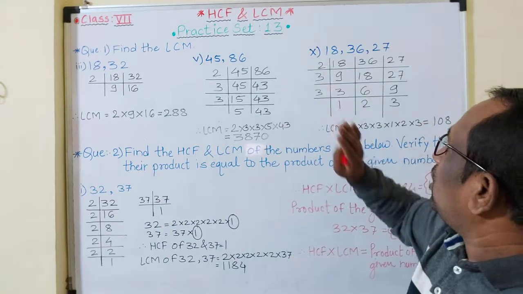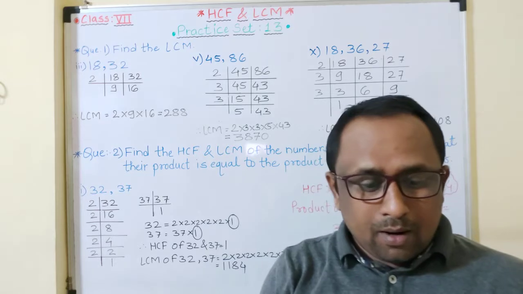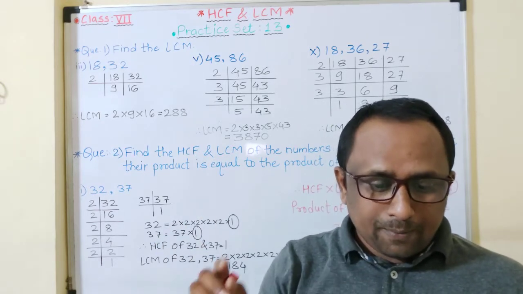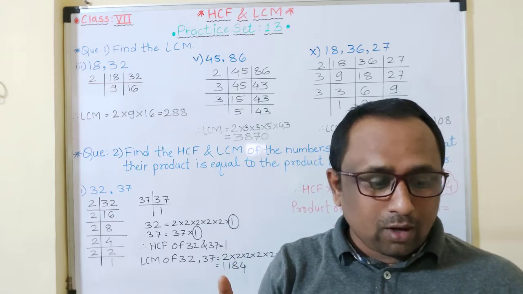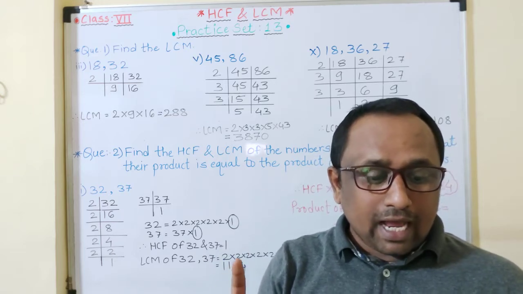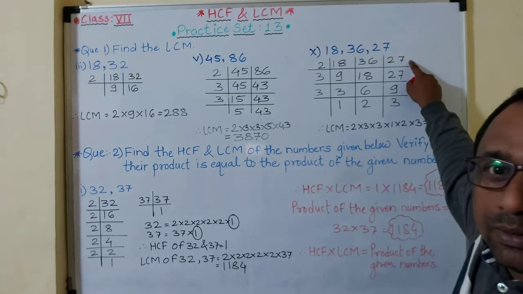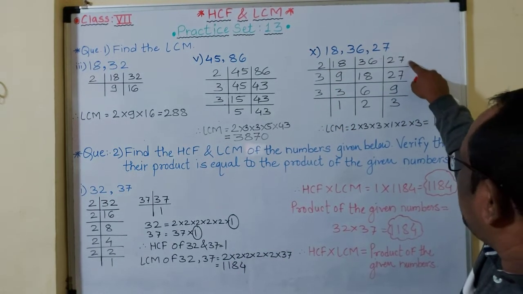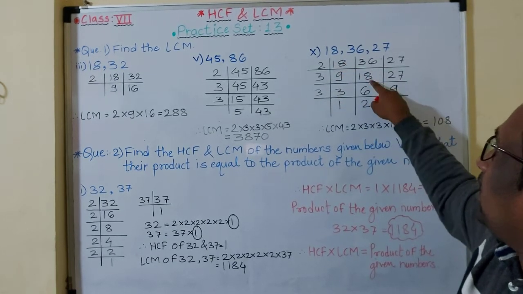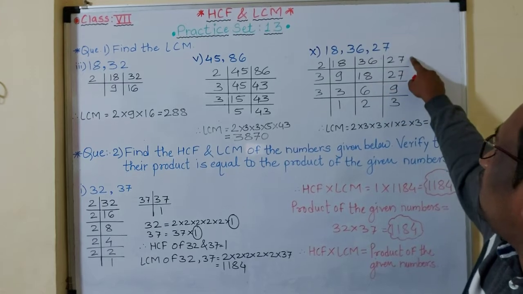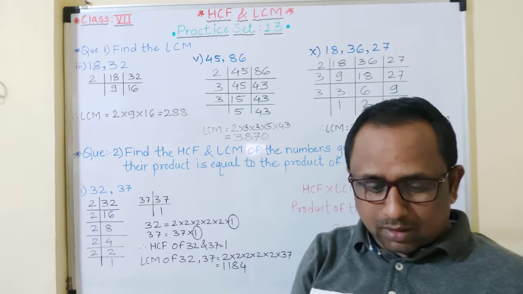We can start from 3 also, no problem, but we should start from the smaller number. Then do this as many times as possible. If the number cannot be divided, leave it as it is. Now see, is 27 divisible by 2? No. So we have to take 27 as it is. Here 18 is divided by 2, 36 is divided by 2, but 27 is not, so we take the number as it is. Then try the next number.